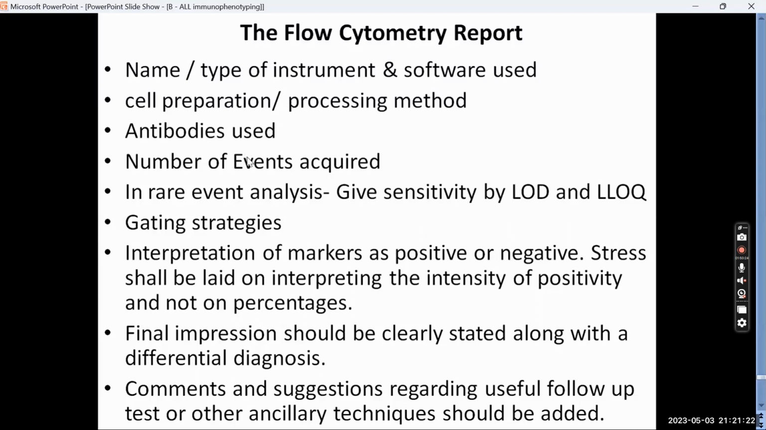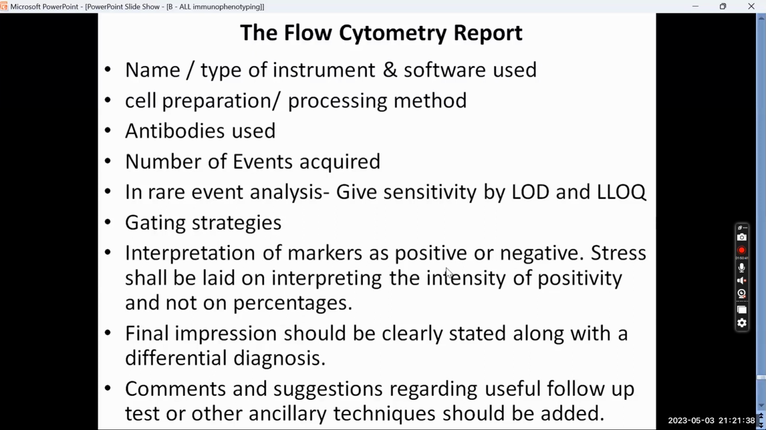How many events you have acquired? If it's diagnostic, as I said, it should be 50,000 to 1 lakh. If it is MRD, it should be 1.5 million. Okay? LOD, LOQ in MRD. Gating strategy: side scatter versus CD45, then side scatter versus CD19. So what is the gating strategy you have used?